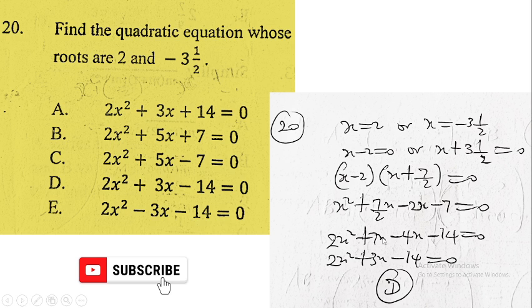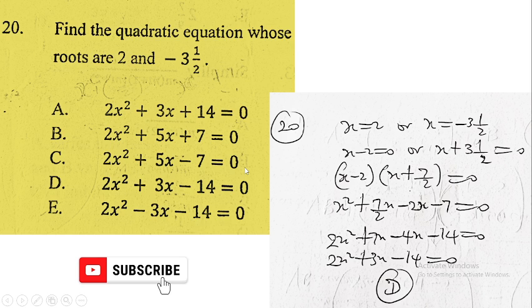Then also collect like terms: 7s minus 4s will give us 3s. So that means the equation we are looking for is 2s squared plus 3s minus 14 is equal to 0. Then option D, if you look at it critically, is the correct option. So that's question number 20 that we have just solved now.